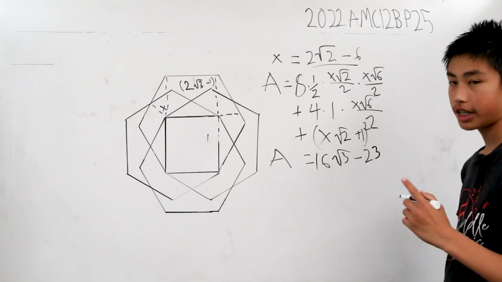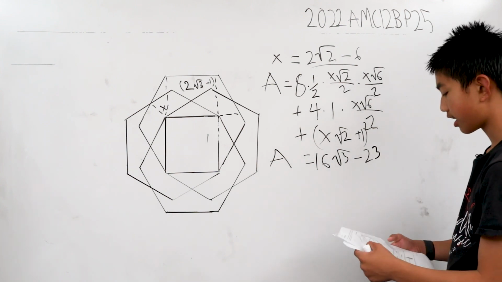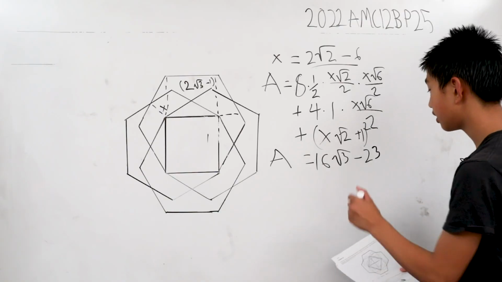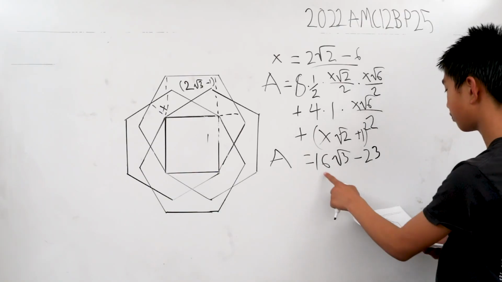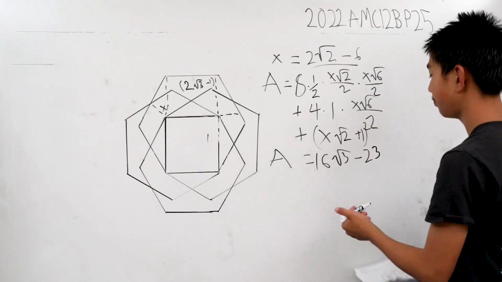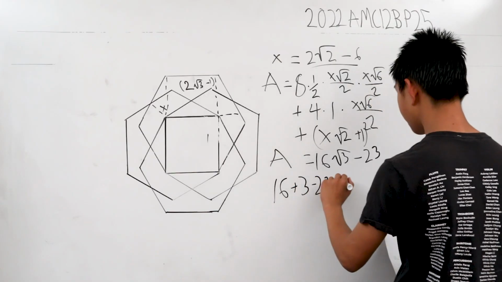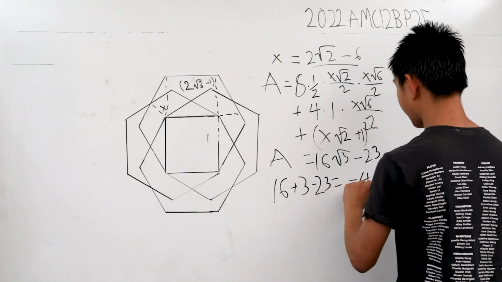And now, you might get stuck because you can't compute this. But the problem asks for the area in this form, so we want n plus p. In this case, we just sum the numbers up. So 3 minus 23 is equal to our answer of -20.